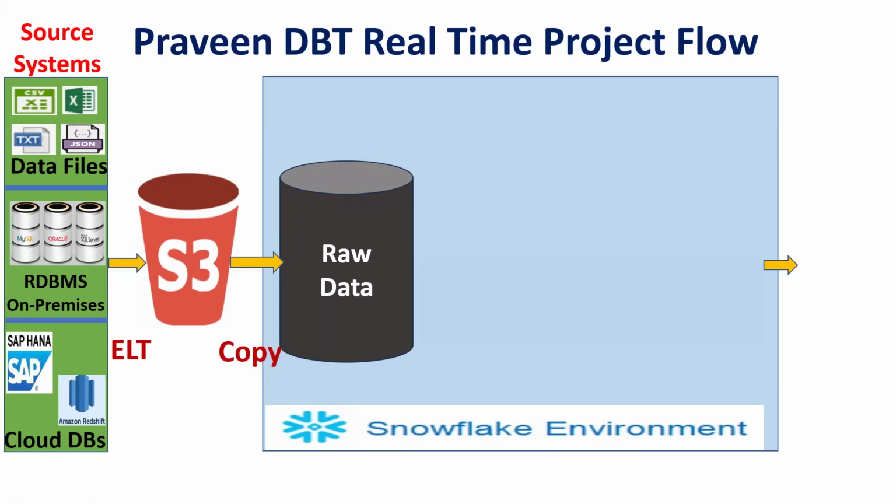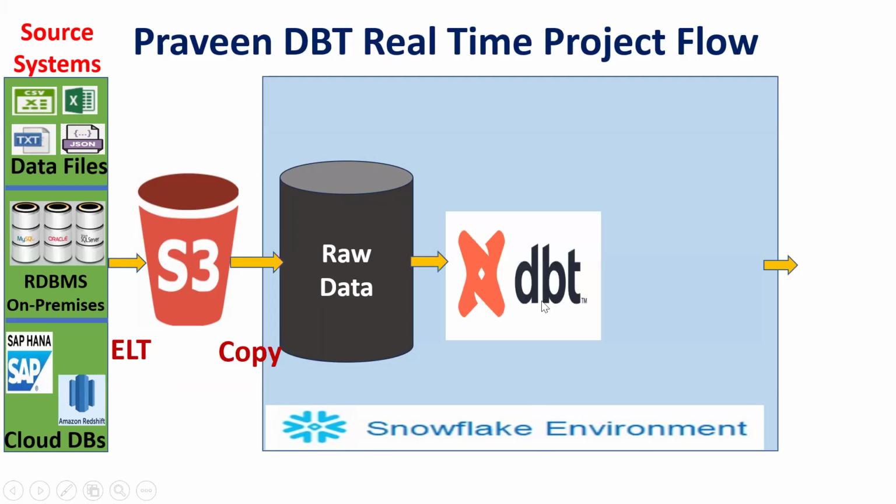Now how do we create this? What are the steps? We go for the COPY statement, Snowpipe, or an external table. From here we are getting the raw data. When the raw data is there, who will come into the picture? DBT, the data build tool, will come into the picture.